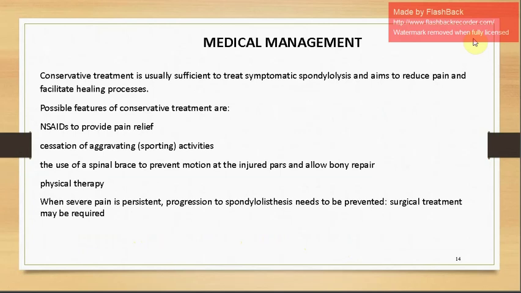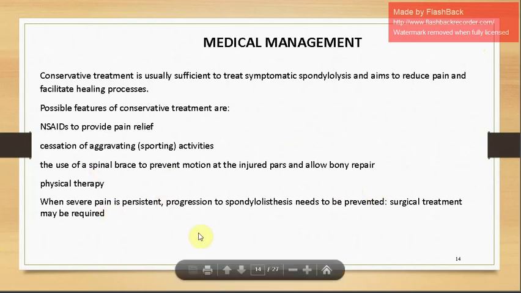Medical management: conservative treatment is usually sufficient to treat symptomatic spondylolysis and aims to reduce the pain and facilitate the healing process. The possible features of conservative treatment are non-steroidal anti-inflammatory drugs to relieve the pain, cessation of aggravating sporting activities, use of a spinal brace to prevent motion at the injured parts and allow bony repair, and physiotherapy. If severe pain is present or progression to spondylolisthesis occurs, which needs to be prevented, surgical treatment in those cases may be required.